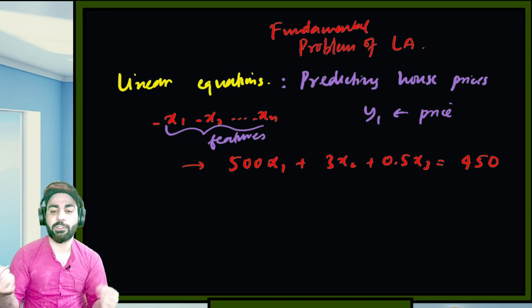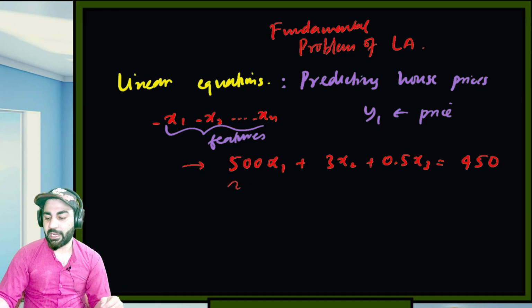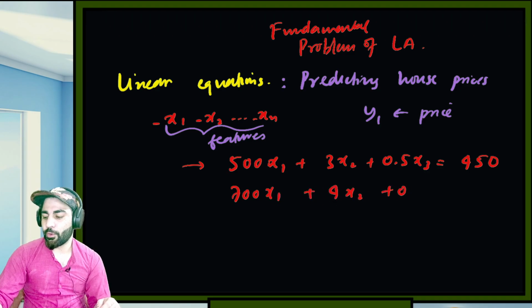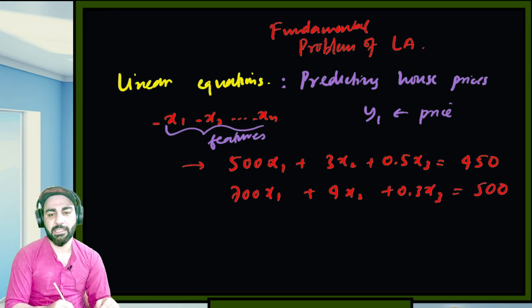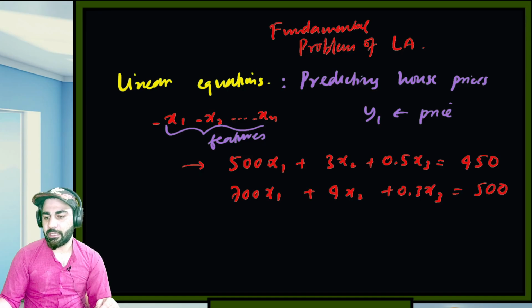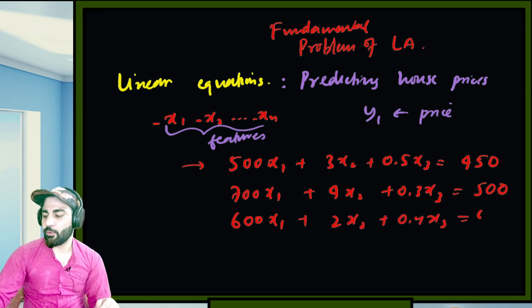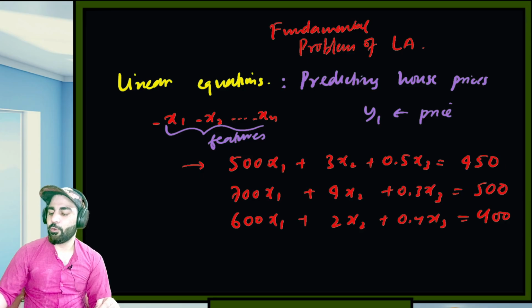Let's suppose we have data for 3 houses. This is the first house. Let's suppose the second house follows something like this: x1 plus 4 times x2 plus 0.3 x3, equal to 500. Something like this. And let's say we have another house: 2 times x2 plus 0.4 x3, equal to 400. So they do follow these equations.